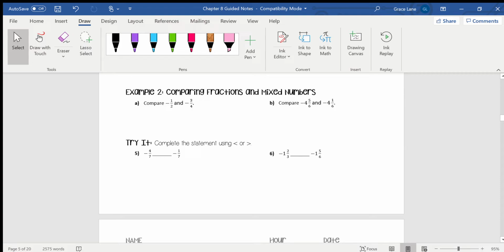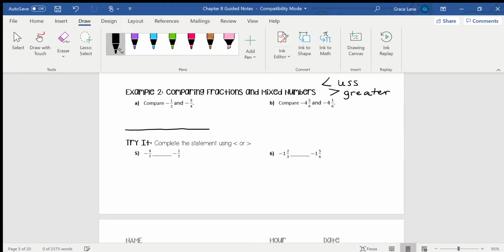When we are comparing, I probably should have typed that, but we are talking about if the number is less than or greater than. So we are asking ourselves, is -1/2 less than or greater than -3/4? If you can kind of just figure it out right now without a number line, that's perfectly fine. If you need a number line, go ahead and draw one. It doesn't have to be huge.